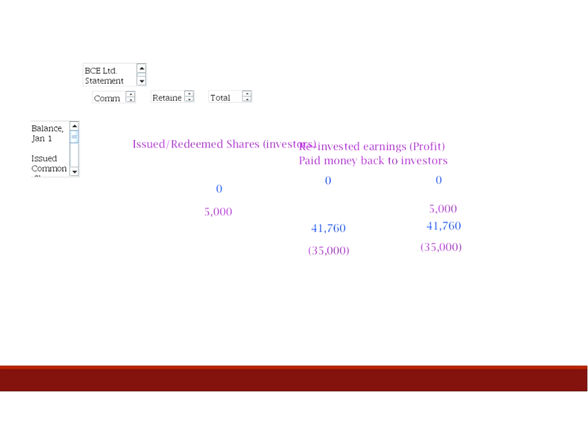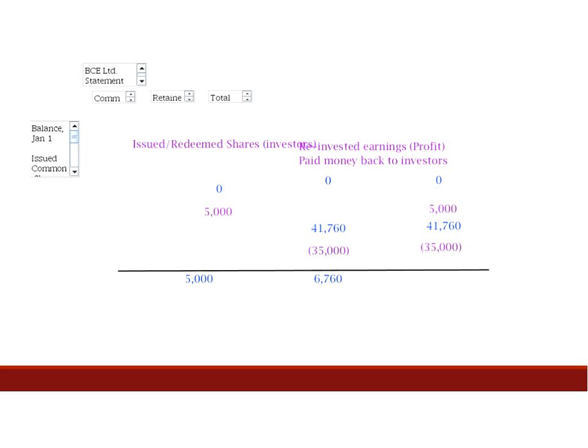Okay. So now we're going to be able to get a balance for these three categories based on the information provided here. So let's take a look. Our common shares, again, we started off with no common shares. We issued shares to the first investors, and so now we have $5,000 worth of common shares. In retained earnings, we earned an income of $41,760, but we paid $35,000 of it out to our investors. And so really we've only retained $6,760 inside of the organization.